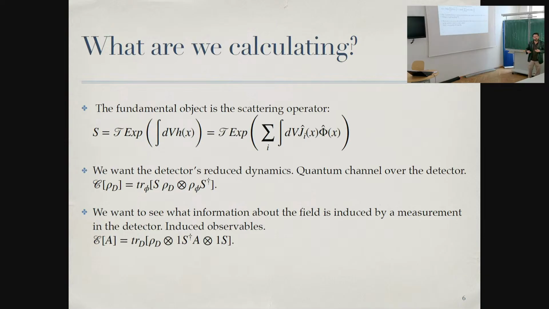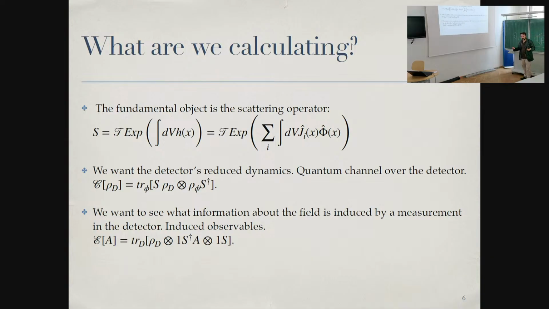So what does one calculate always in the context of detector models? In a detector model, you have a bunch of systems with operators that all couple in different regions, possibly, to the quantum field. And what one is interested in is calculating the, let's say, unitary evolution of the joint system. And we do that, in the interaction picture, through this so-called scattering operator.